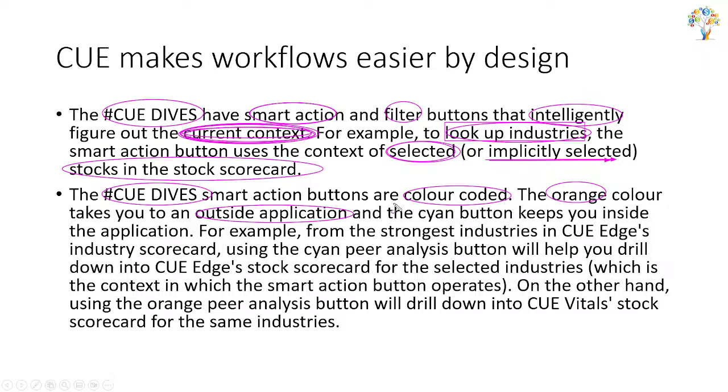So whenever we see a Smart Action button in orange color, we know after selecting the context that we are going to take the context and send it to the external application that is represented by the Smart Action buttons. And the Smart Action buttons are visually intuitive. We know from looking at the buttons what they do.